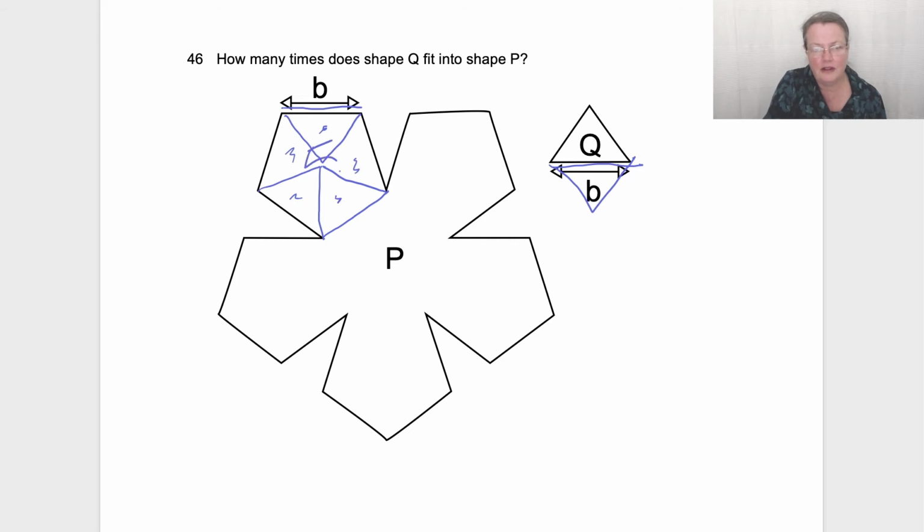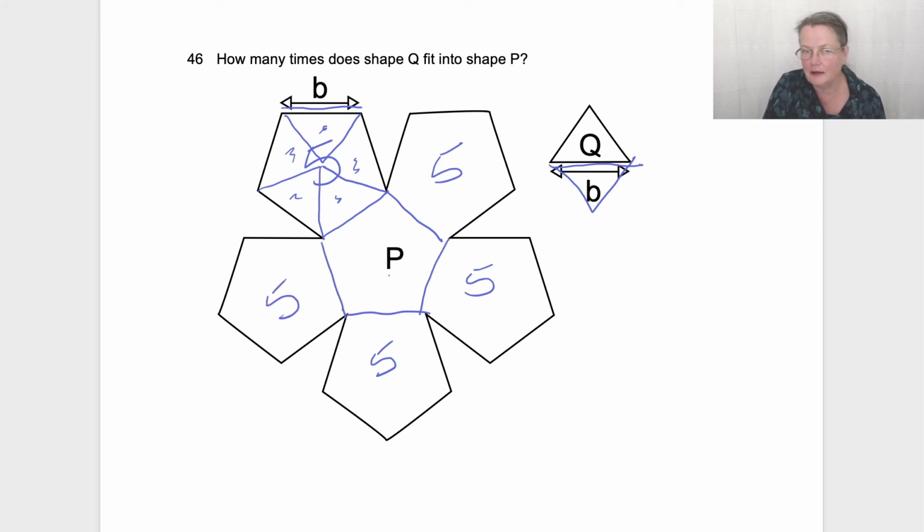So there's 5 in that one, 5 in that one, 5 in that one, 5 in that one, 5 in that one, and what have we got in the middle? Yes, it is another pentagon.